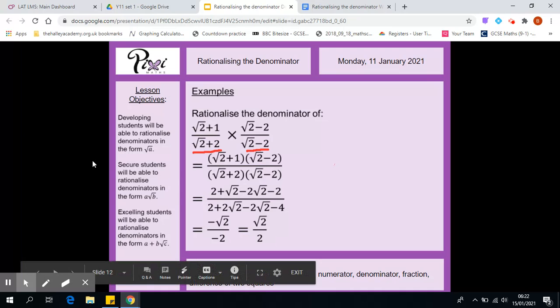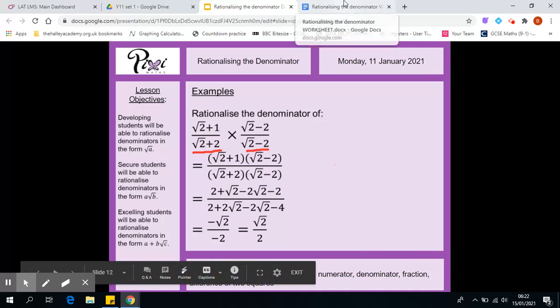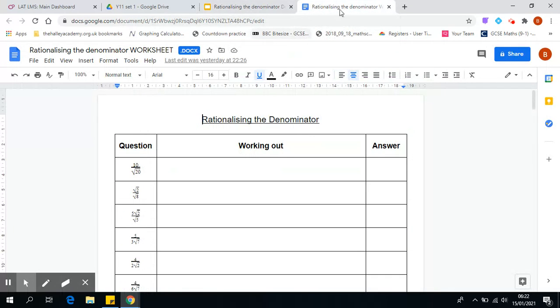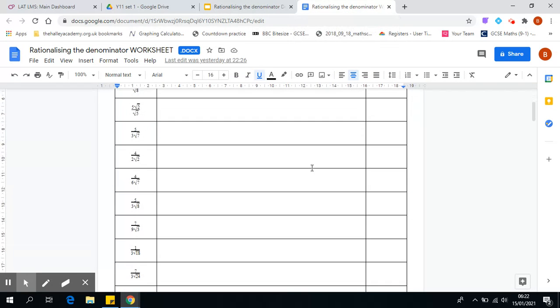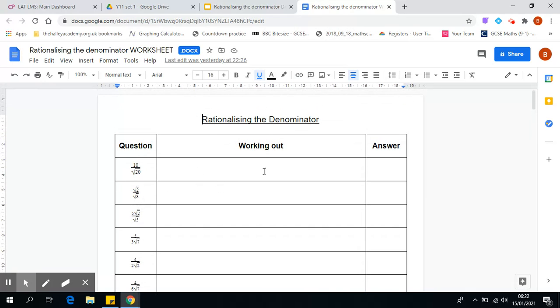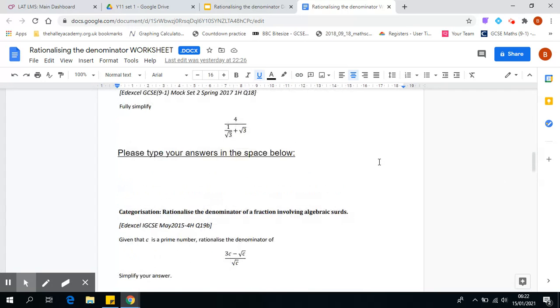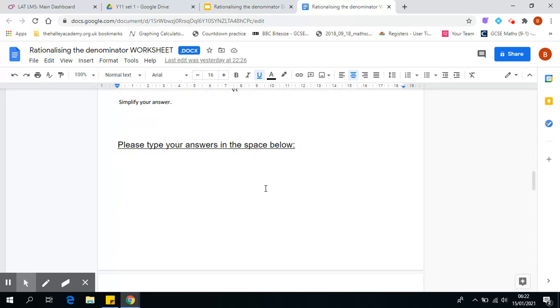Using the examples provided in the video and also in the slide, please open the worksheet on rationalizing the denominator. The questions are provided on the left-hand side. Make sure you show your working out clearly and your answers. Ensure you simplify the surd and also simplify the fraction. The extension questions are provided below.